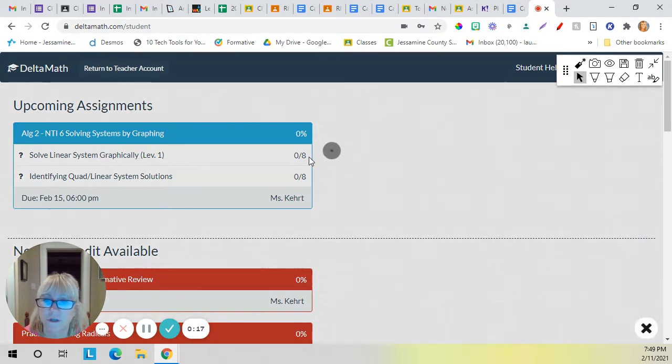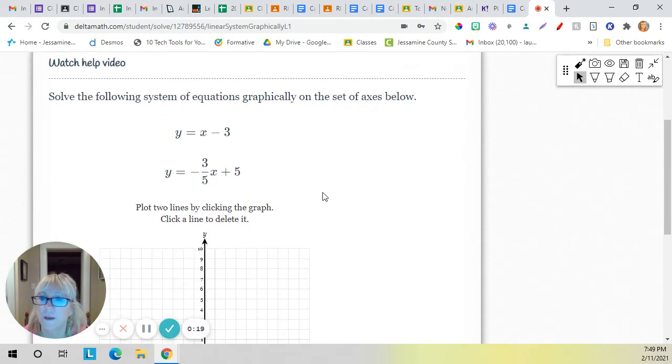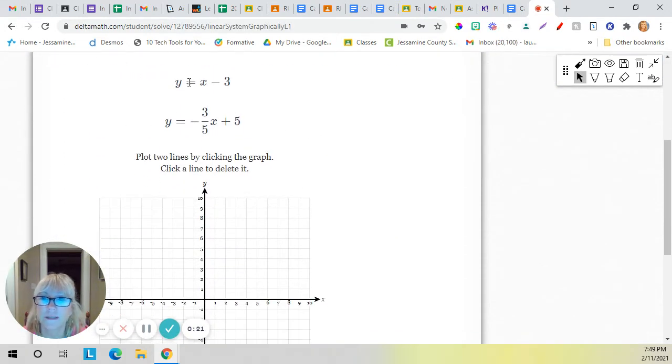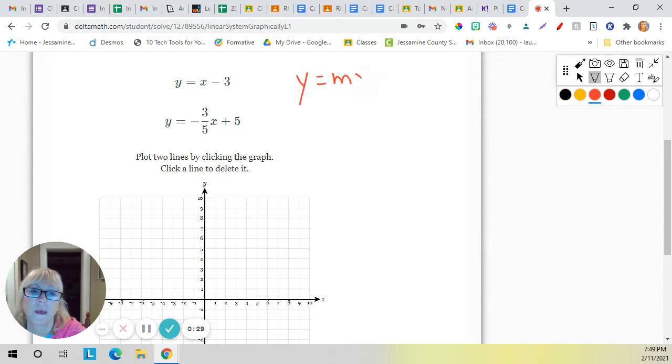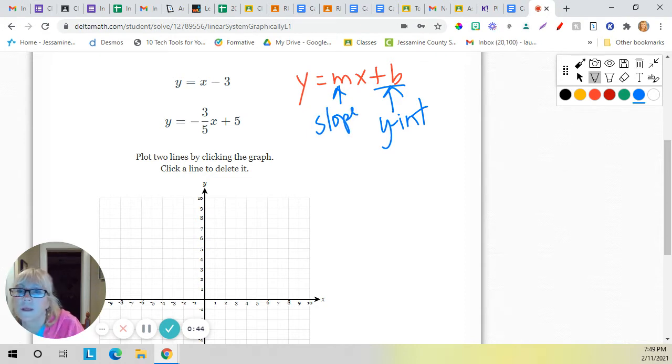So the first one you're going to go into, they're always going to be in slope-intercept form. And if you guys have forgotten, slope-intercept form is y equals mx plus b, where this plus b is our y-intercept, where we start on the y-axis, and the m then is my slope. All right, so let's look here and see on this first one.